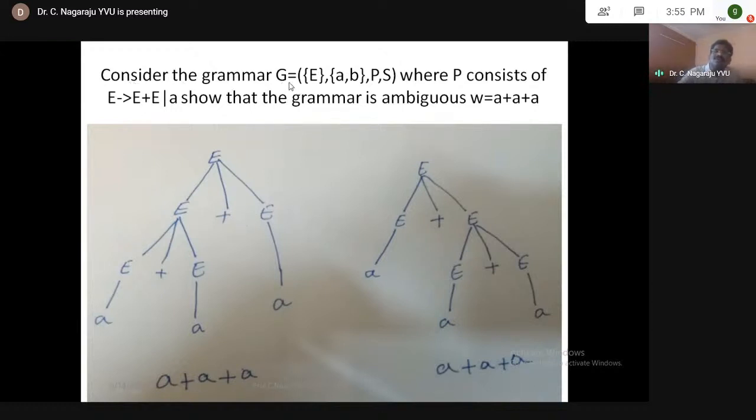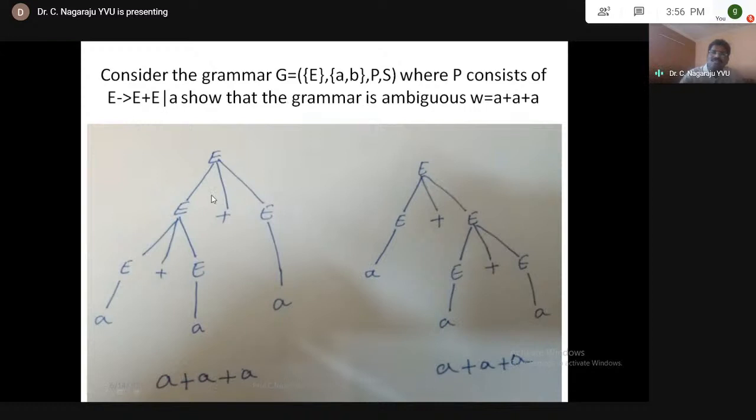Consider the grammar G, with the set of non-terminal symbols E, the alphabet A, B, productions P, and start symbol S, where the production consists of E is equal to E plus E or A. So E can have the form E plus E or A. So the grammar is ambiguous. Take W is equal to A plus A plus A. The same thing: we can take A plus, and replacing this plus A, we get this.